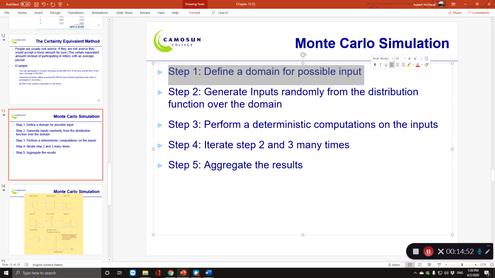But these values are going to be random. We're going to draw a random variable. We're just going to draw one number out of these distributions each time.